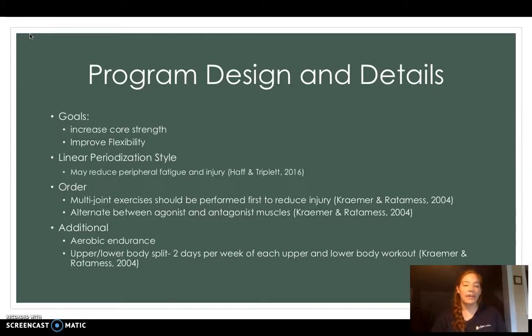I also included aerobic endurance in my periodization workout for general health. I didn't include it as many days a week because that was not his focus, but he did have it throughout the program. I chose an upper-lower body split, 2 days per week of each upper and lower body workout. So he would do upper body, lower body, an abdominal work day, and then upper and lower body again.